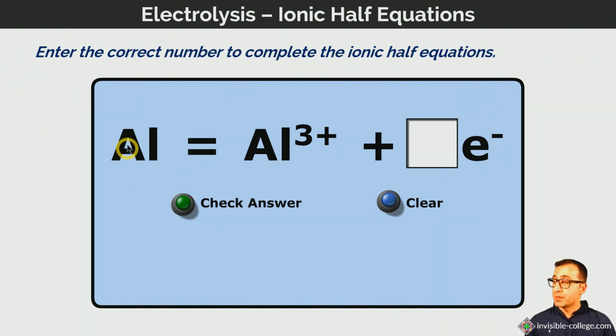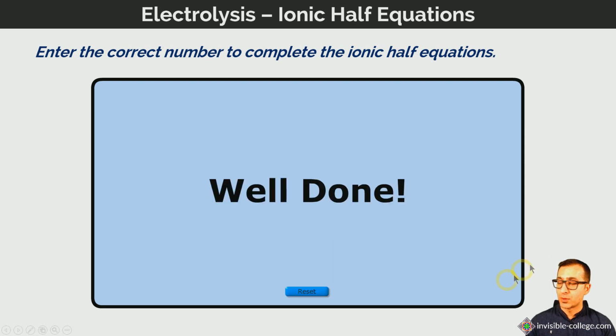Okay, so we have an aluminium atom on the left-hand side of the equation. We have 0 charge in total over here. On the right-hand side, we have an aluminium ion, Al3+, 3 positive charges. So to make the right-hand side electrically neutral, we need 3 negative charges. Okay, well done. Let's move on.